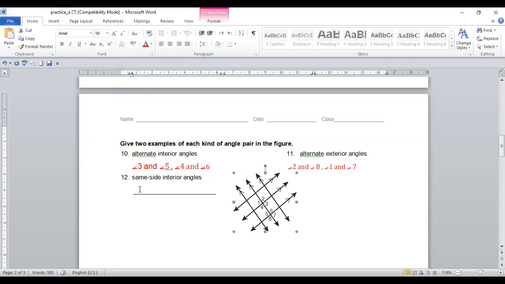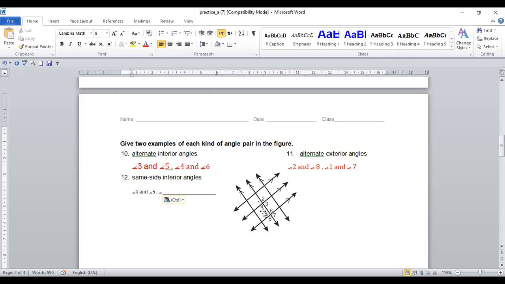Fine. Now, same-sided interior angles. Always remember, same-sided interior angles are inside the U, right? So which part is the U here? Of course, this doesn't make a U. So the U is here. They are on the same side, but interior, they are inside. As we know, these are the angles which are inside. So same side means these two. So it's going to be angle 4 and angle 5. Then the next one is angle 3 and angle 6. So these two are the examples for same-sided interior angles in this picture.